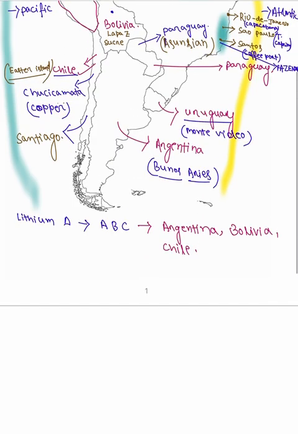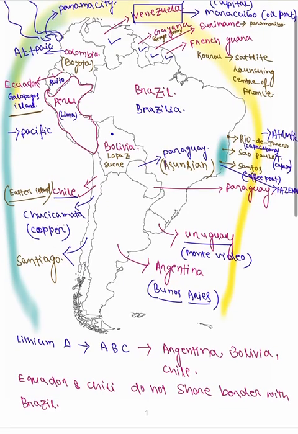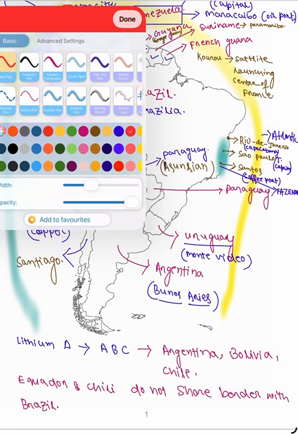So we can point this out, that Ecuador and Chile do not share border with Brazil. One more important thing is Bolivia and Paraguay are landlocked countries.